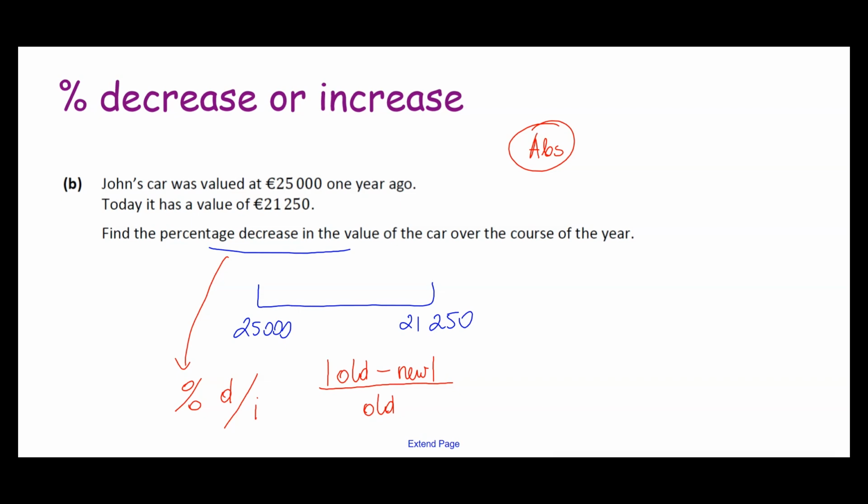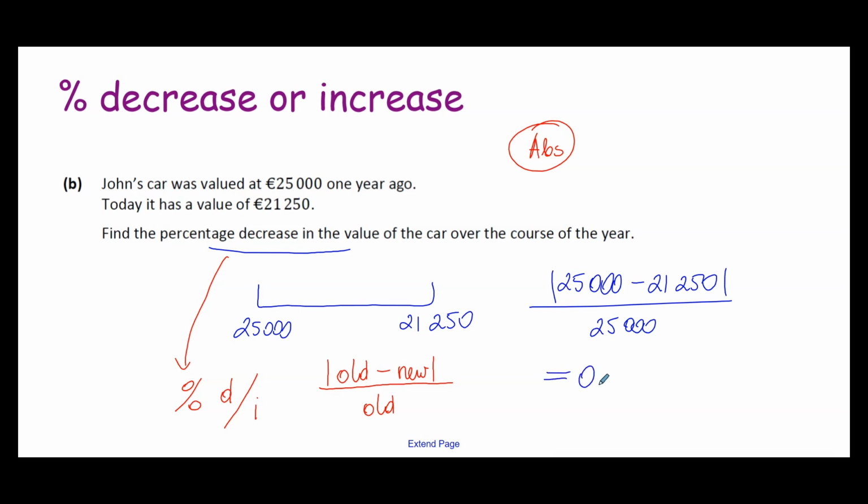So the old number is 25,000, the new number is 21,250. So that means on top of the fraction, I have 25,000 minus 21,250 and divided by the old number, which is 25,000. And like I'm saying, we can put that absolute value bracket. Now here in this particular example, it's not going to make a difference, but depending on what your question talks about, it could.